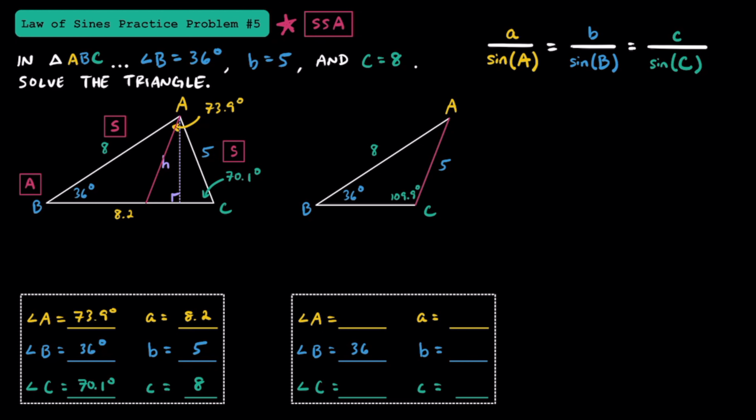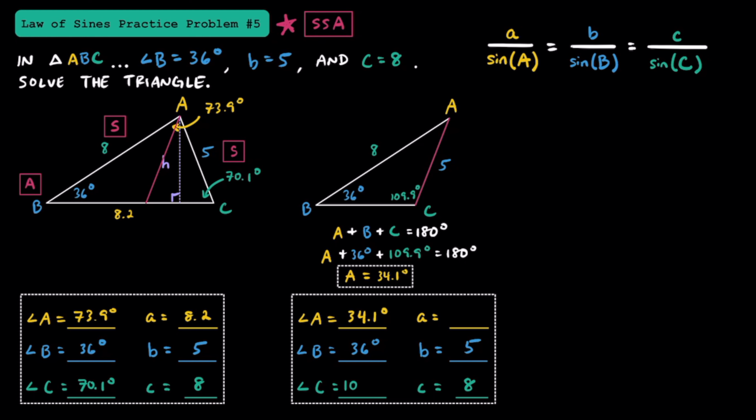We know angle B is 36 degrees because that was given in the beginning, and that side B is equal to 5. We were also given in the beginning that side C is equal to 8. We know angle A plus B plus C equals 180 degrees. So by substituting in the angles that we know and solving for angle A, we find that angle A is equal to 34.1 degrees, and we can write that right over here. And while we're at it, let's just also put this 109.9 degrees in here as well.